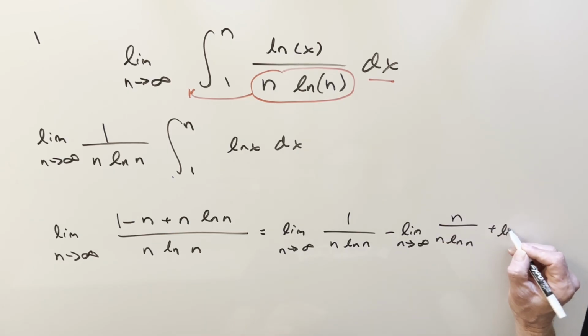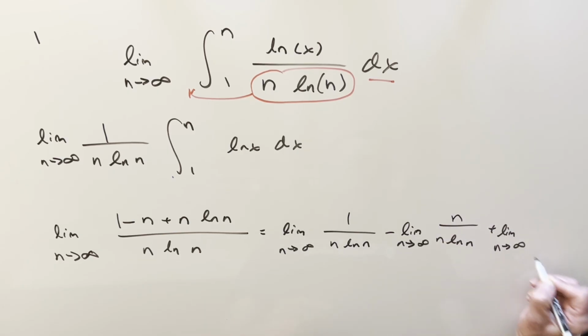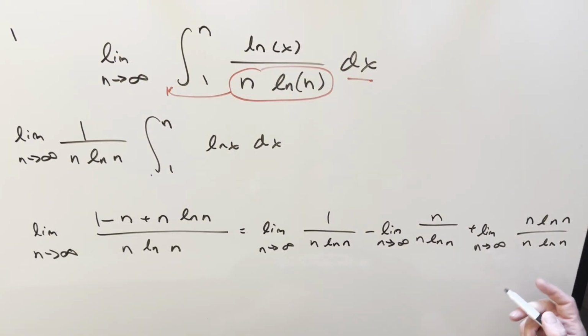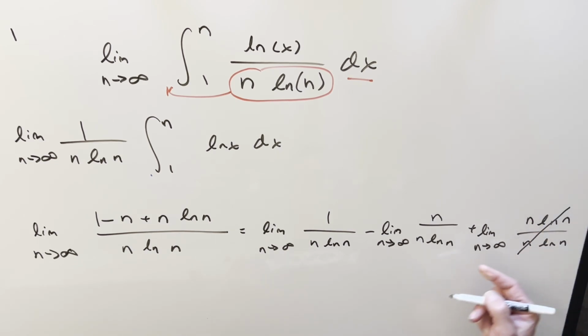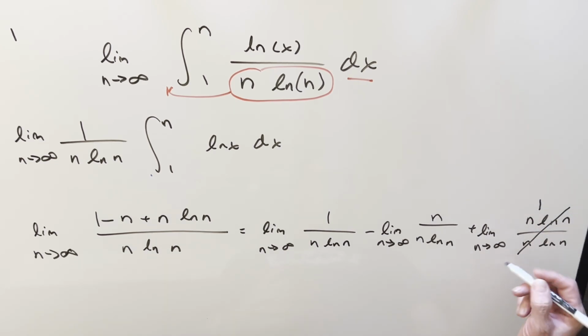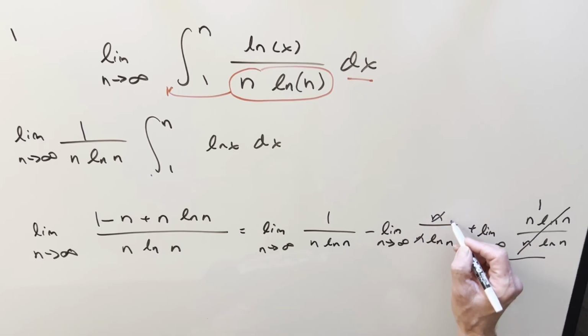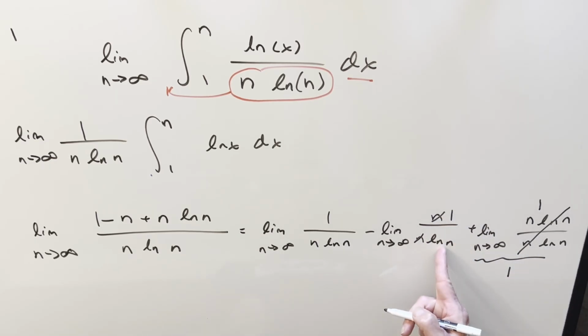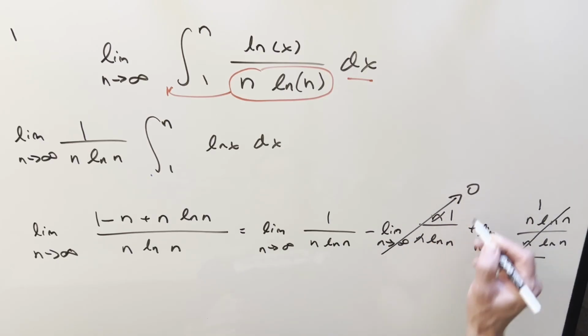And the last one, here I'm running out of space. Let me see if I can sneak this in. It's just going to be n ln n over n ln n. But this one here is clearly going to 1 because we can just cancel everything, and then we're just evaluating 1. So this piece is 1. Here the n's cancel. We have 1 over this, but this is clearly going off to infinity. So this piece is going to be 0.